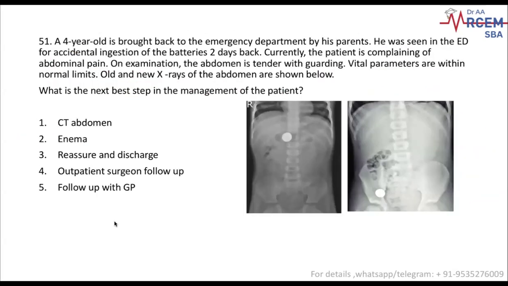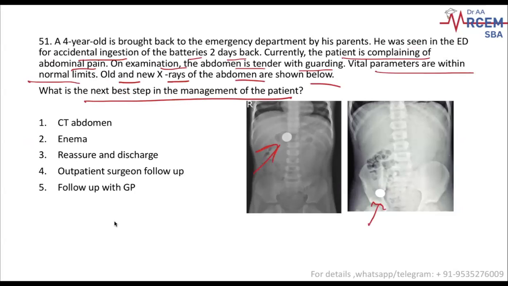A 4 year old boy was brought to the ED by his parents. He was seen in the ED two days back for an accidental injury from a battery. Currently the patient is complaining of abdominal pain. On examination, the abdomen is tender with guarding. Vital parameters are within normal limits. Old and new X-rays are given. Old X-ray was here, new X-ray is here. What will be the next best step in the management of this patient?